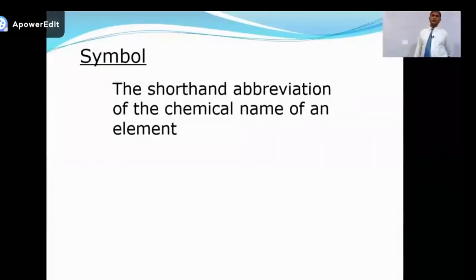Okay. Symbols. Nickname of an element. The shorthand abbreviation of the chemical name of an element. Hydrogen, H-Y-D-R-O-G-E-N. We simply write it with H. So H is called the symbol of hydrogen. Oxygen, O is the symbol. Nitrogen, N is the symbol.